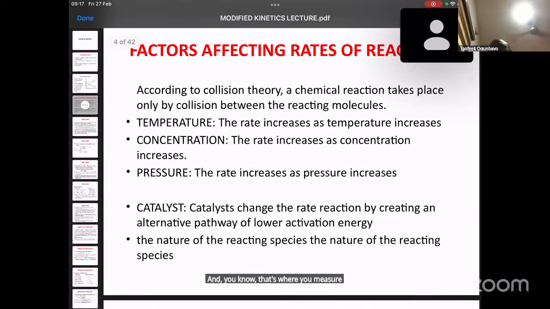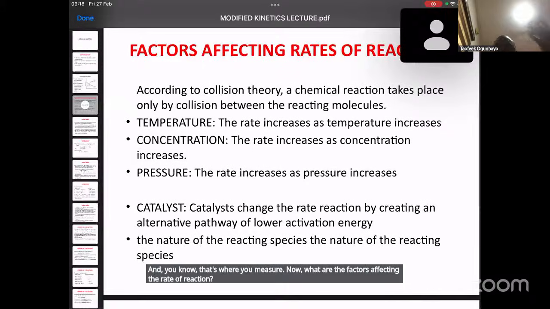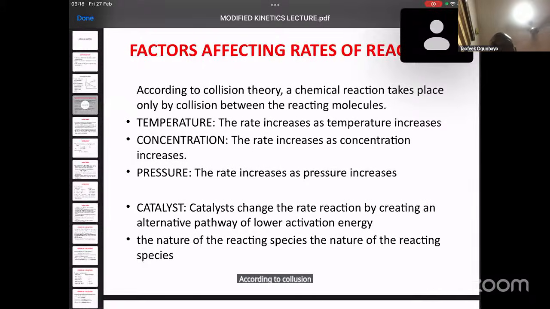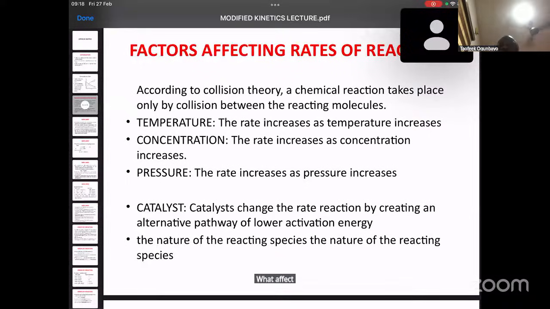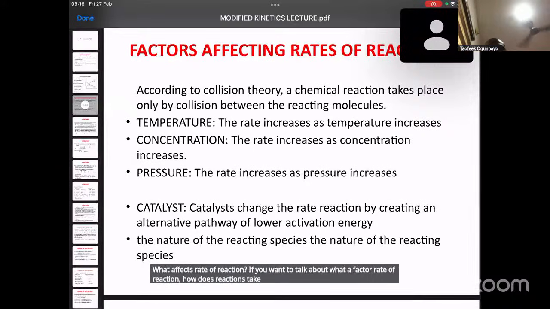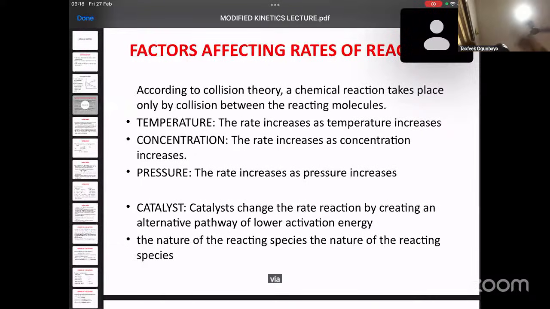Now, what are the factors affecting the rate of reaction? According to collision theory, chemical reaction takes place only by collision between the reacting molecules. I just mentioned that. If you want to talk about what affects rate of reaction, how does reaction take place? That is the starting point. Reaction takes place via collision between the reacting molecules. They have to collide for you to have a reaction.